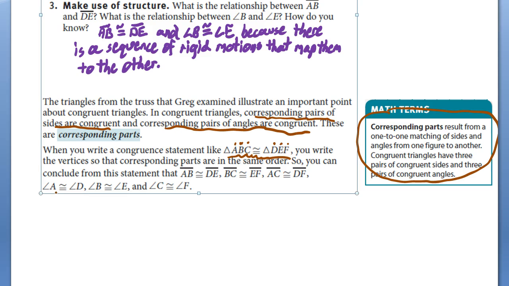That's true for the angles as well. Angle A is congruent to angle D. So using that first letter, its corresponding letter is the D. Those are congruent just from the names.